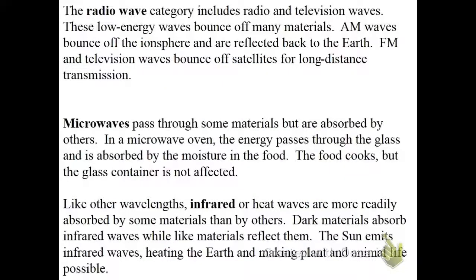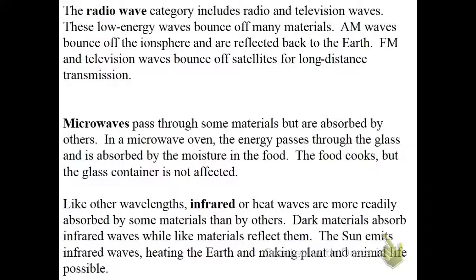Just to give you a little bit more information about each of those wavelengths, radio waves include radio and television, and they're very low energy waves that bounce off lots of different things. So we can bounce them off satellites and transmit radio and television around the world. Microwaves can pass through some materials but are absorbed by others.